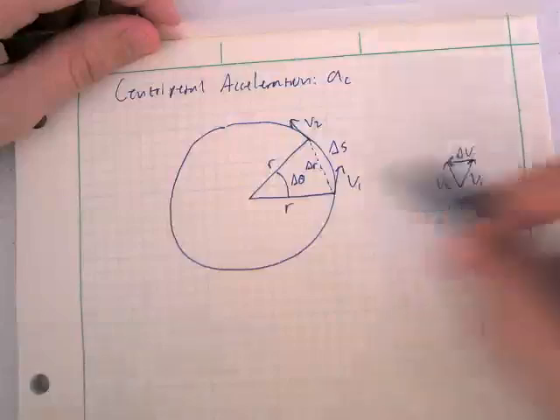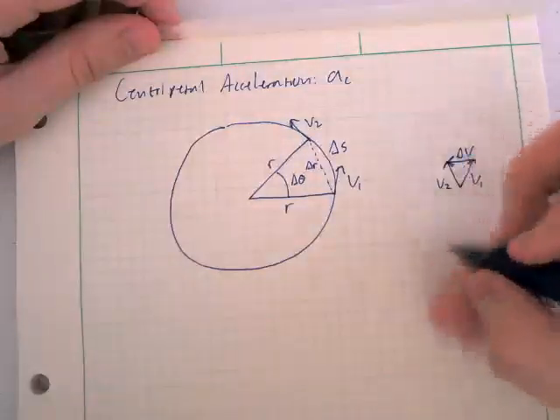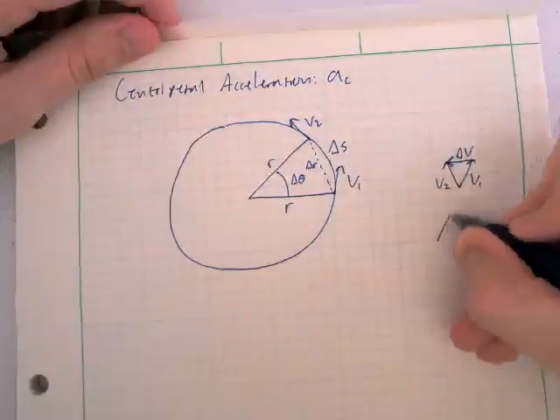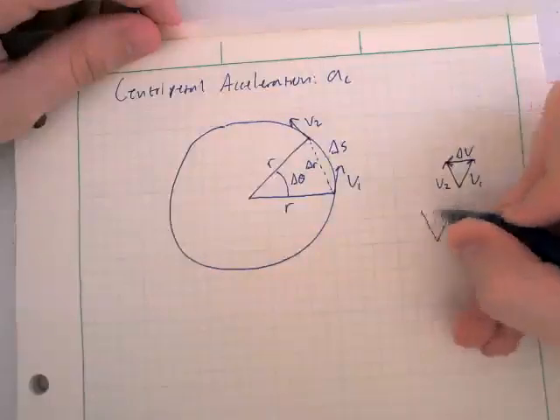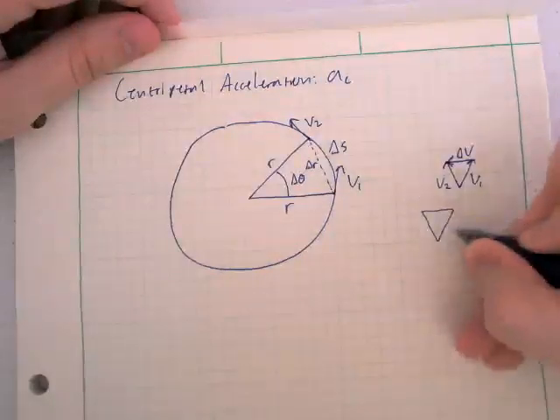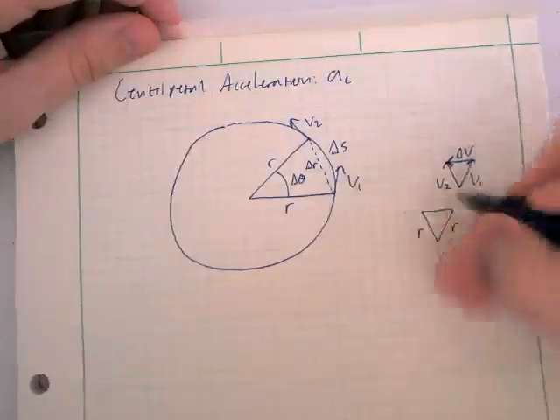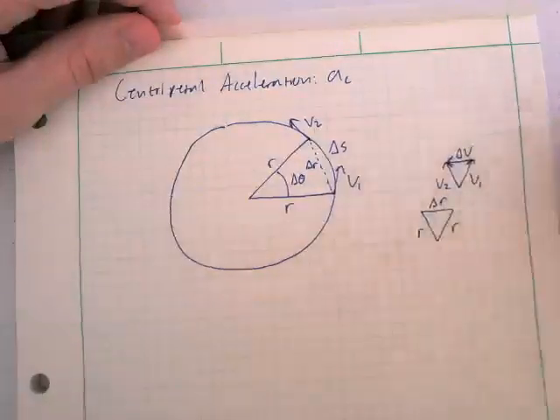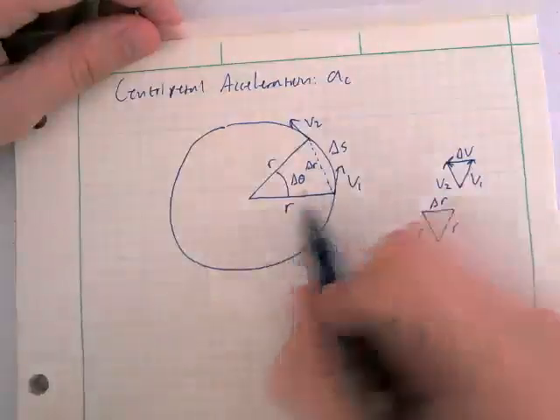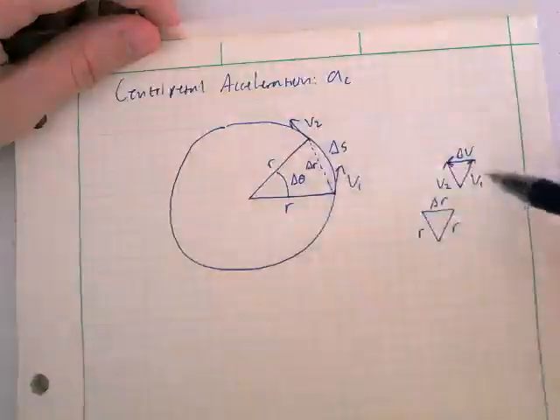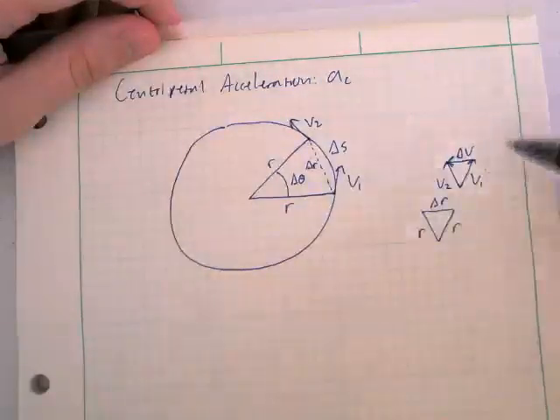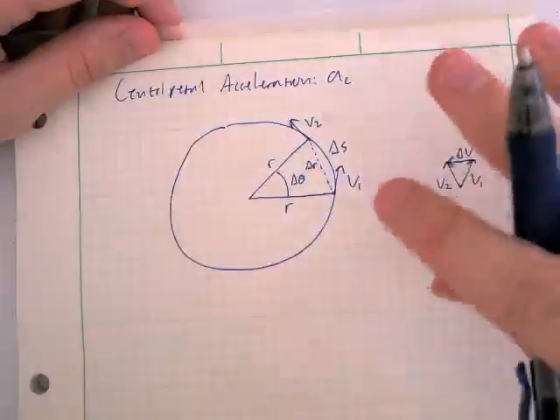Okay, so we have this triangle. We can also say we have a triangle that looks like this. In this case, we have R on each side, and delta r here, right? And so, as it turns out, these are what's called similar triangles, right? So they're different sizes, but the ratios all stay the same, right?